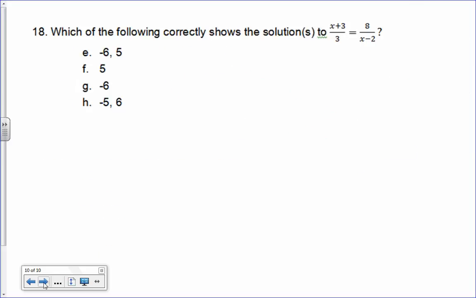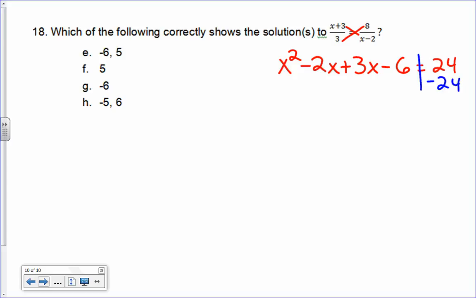All right, number 18, the last one. This is a cross multiply situation. X plus 3 times x minus 2 would be x squared minus 2x plus 3x minus 6 equals 3 times 8, which is 24. So you have a quadratic. You want to set it equal to 0. Right now it equals 24.